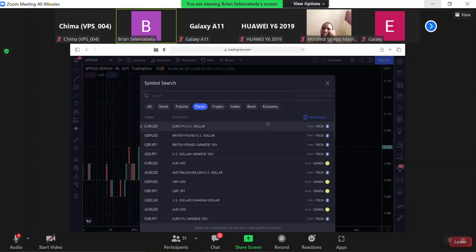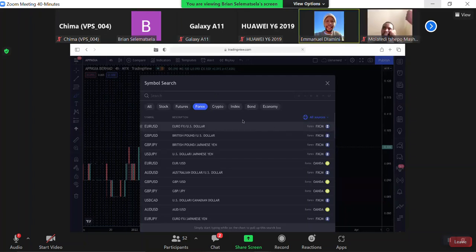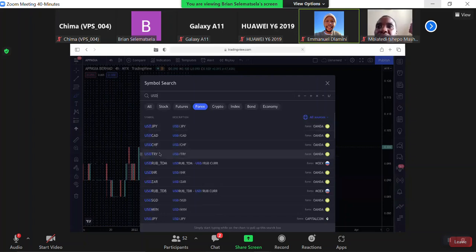There's no other way. Before you move away from that ZAR there, can you please draw for us that horizontal line there? Okay, okay. Yes.